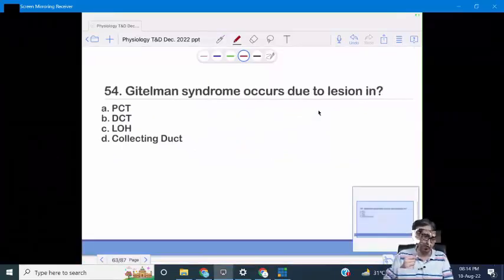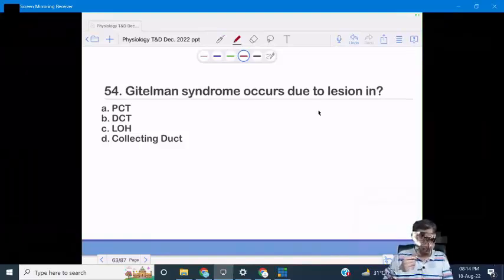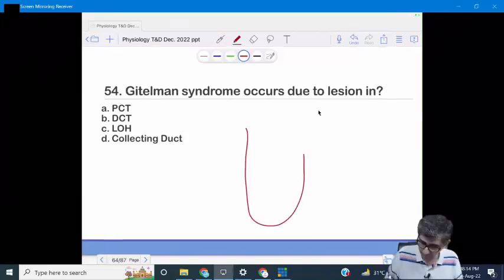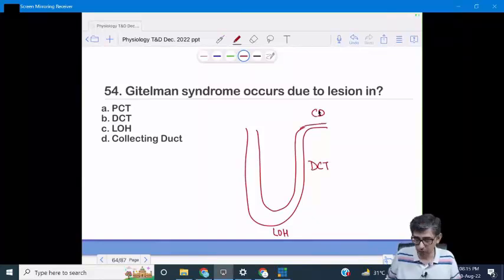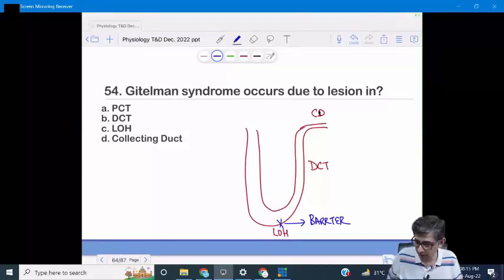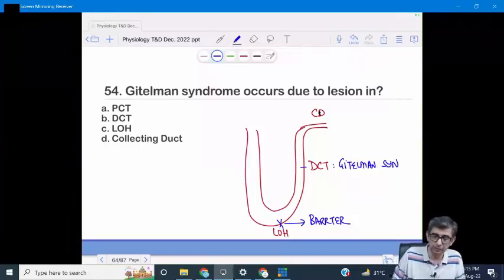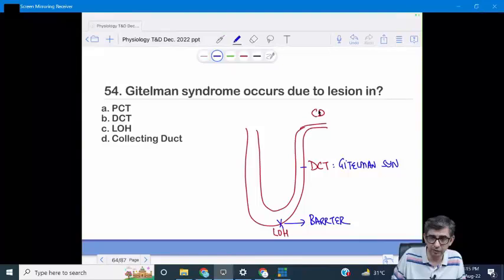Coming to 54, Gitelman syndrome occurs due to lesion in which of the following parts of the kidney? So this is the loop of Henle, this is the distal convoluted tubule, and this is the collecting duct. So if there is a defect in the loop of Henle here, the disease that occurs in the patient is called Bartter syndrome. On the other hand, if the defect is in the distal convoluted tubule, then we call it Gitelman syndrome. The correct answer for this question would be option number B.